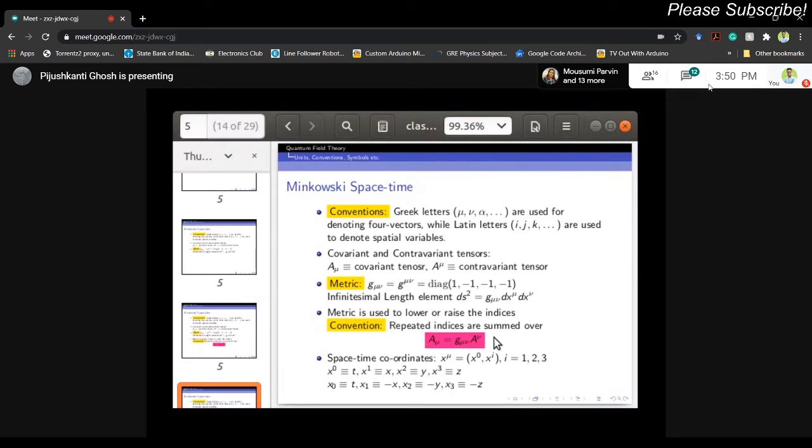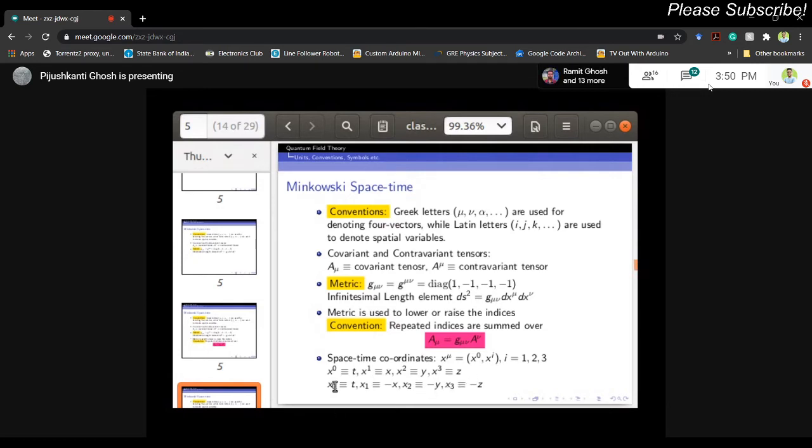Minus 1. So you get this result, x1 is equal to minus x1, right? Yes or no? Similarly, you do the same calculation for x2 and x3.